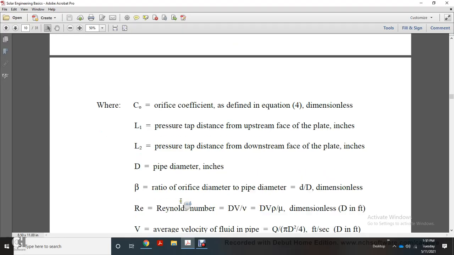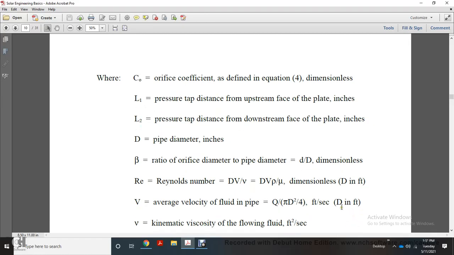D is the pipe diameter in inches. B is the ratio of the orifice diameter to the pipe diameter, dimensionless. Re is the Reynolds number, equal to DVρ divided by μ, dimensionless, where D is in feet.